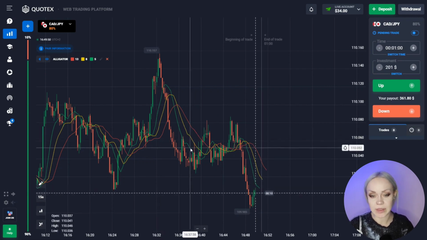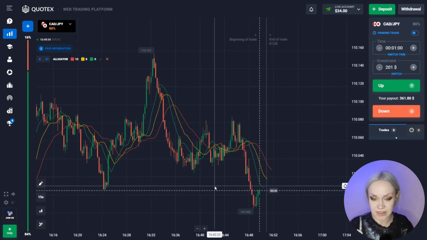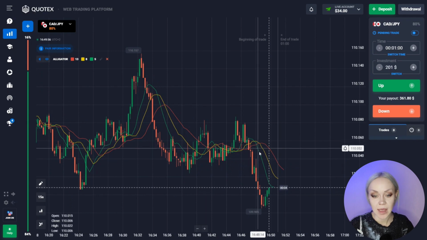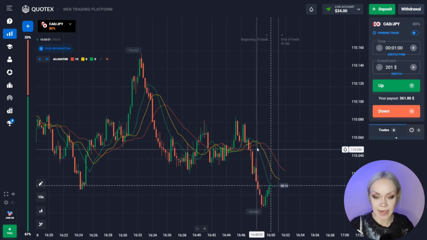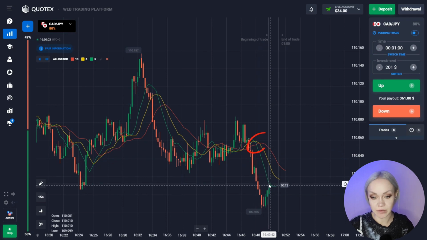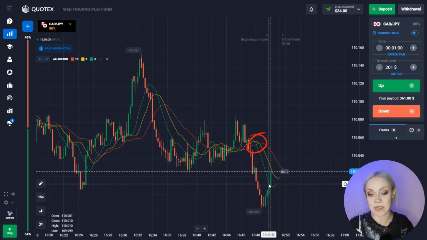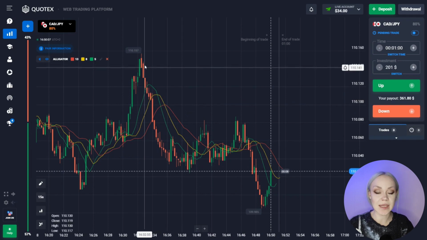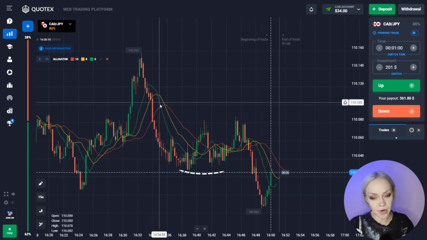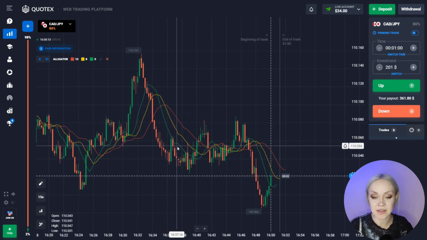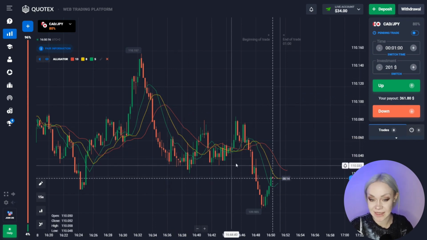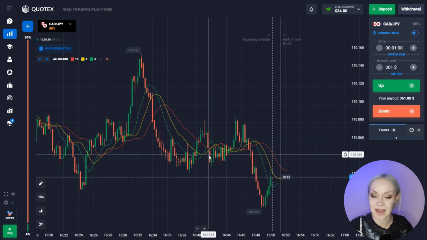Most of all, we will be interested in the green moving average and the location of this line relative to the other two. As you can see, after a small flat, the price goes down again. In this case, the green moving average crosses the other two lines from top to bottom. This is considered a sell signal. Before that, the price was moving flat. The moving averages of the indicator are intertwined with each other, and in this case, the indicator is not informative.